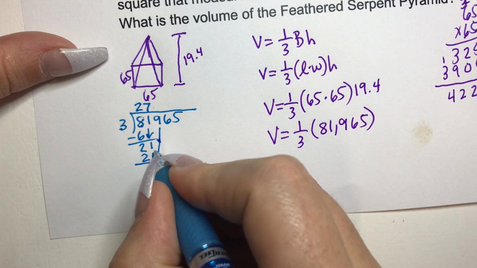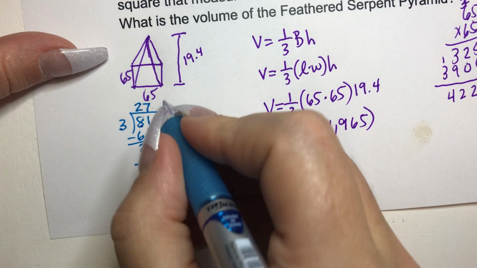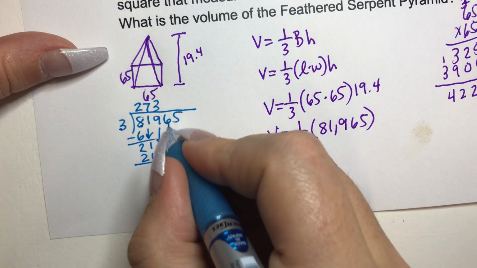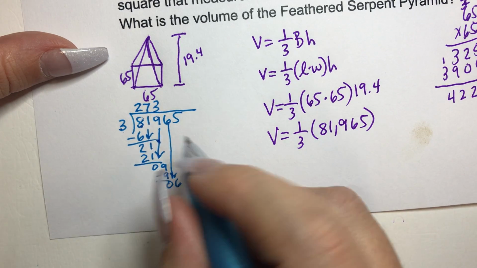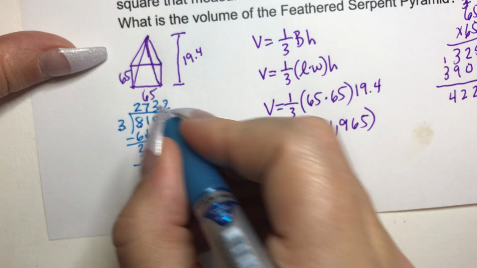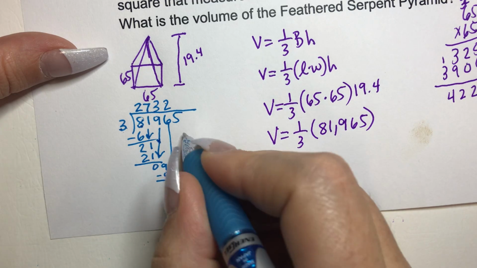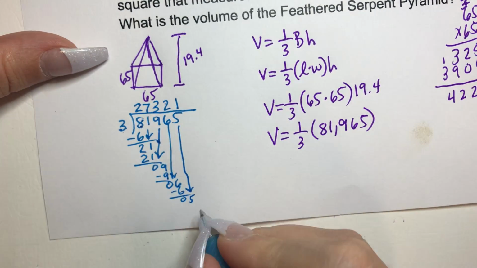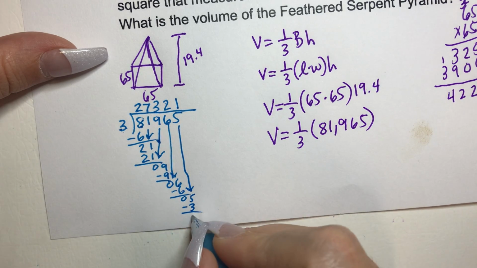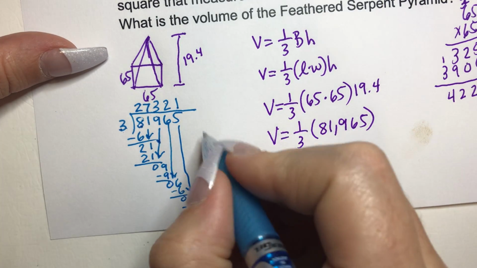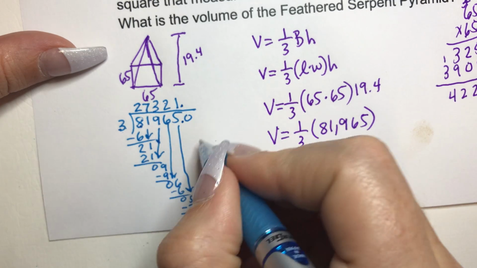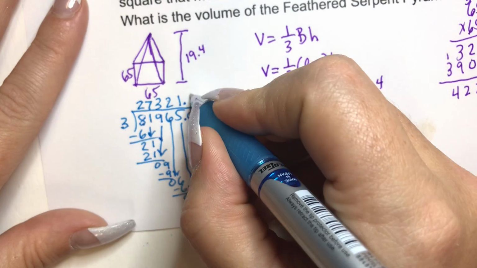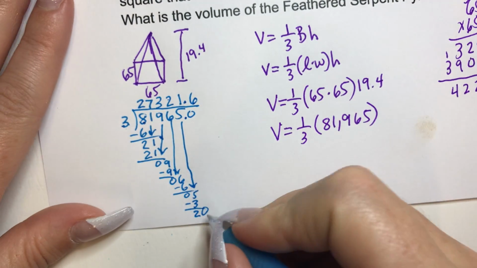81,965 divided by 3. 3 goes into 8 2 times. 2 times 3 is 6. 8 take away 6 is 2. We drop the 1 down. 3 goes into 21 7 times. 7 times 3 is 21. Then we drop the 9 down. 3 goes into 9 3 times. 3 times 3 is 9. 0. Then we drop the 6 down. 3 goes into 6 2 times. 2 times 3 is 6. Then we drop the 5 down. 3 goes into 5 1 time. 1 times 3 is 3. 2 remainder. We put a decimal and bring a 0 down. 3 goes into 20 6 times. 6 times 3 is 18.